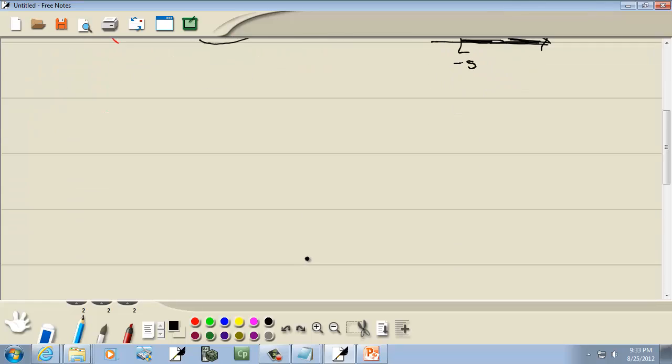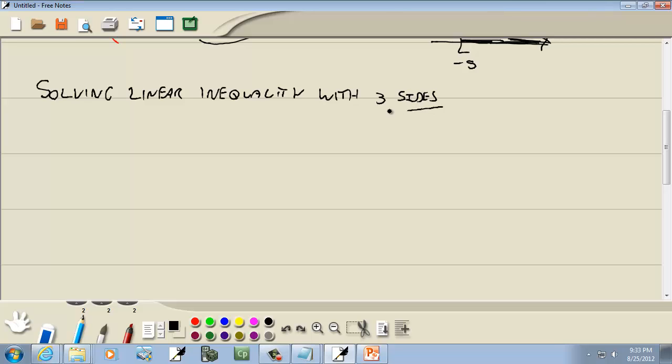Okay, let's look at solving a linear inequality with 3 sides. Those are referred to as compound inequalities, but there's 2 different types of compound inequalities, so I wanted to put that in this manner. Okay, now at any step, combine together like terms, combine together numbers.